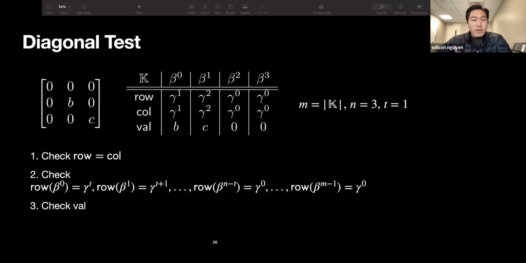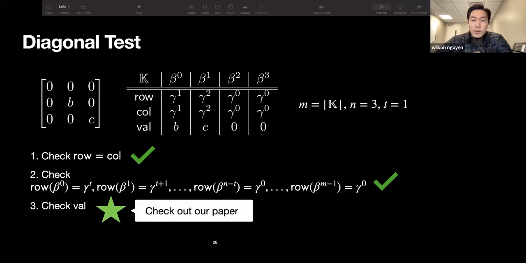Sorry. The diagonal test is simply checking if row is equal to column and that row's evaluations over the multiplicative subgroup K are indeed the aforementioned geometric sequences that we described earlier. And also there are some checks applied on the value polynomial, which we will not discuss. You can see our paper for that.